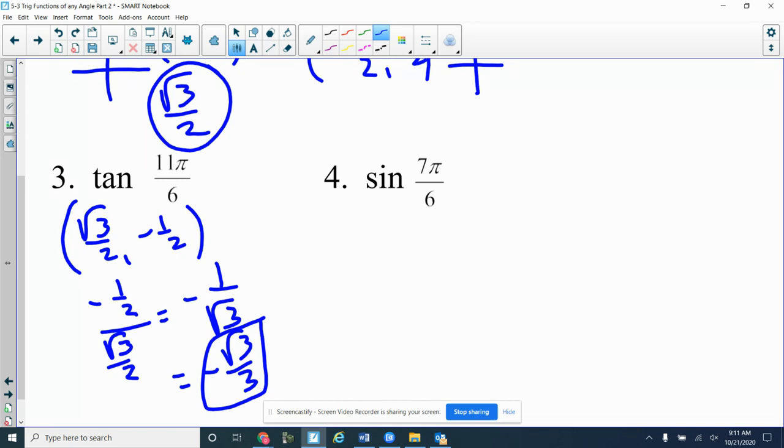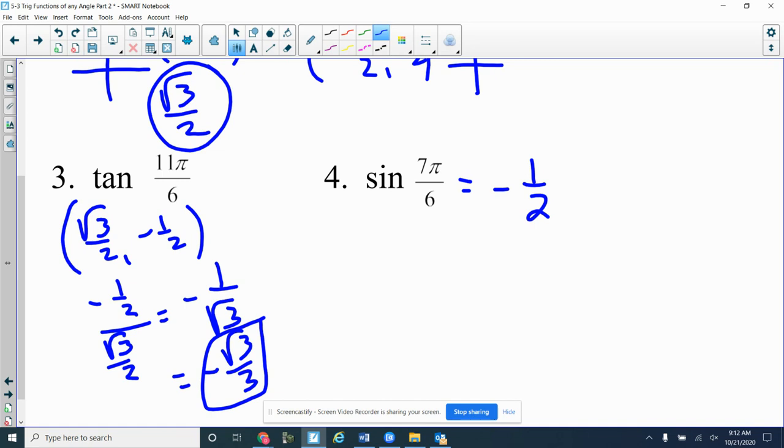Okay. 7 pi over 6. Andrew, what's the, well, actually, let's just jump straight to it. Look at 7 pi over 6. Find it, enjoy it, smile at it, be nice to it. The sine is which value, the x or the y? The y. Okay, so Andrew, what is the y coordinate at 7 pi over 6? Negative 1/2. So your answer? Negative 1/2.